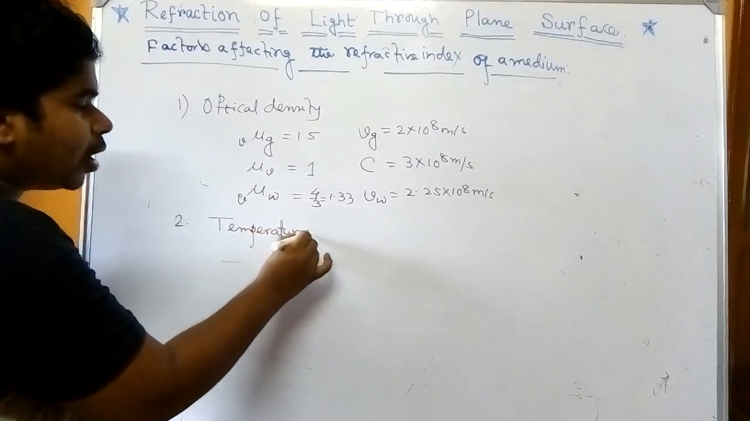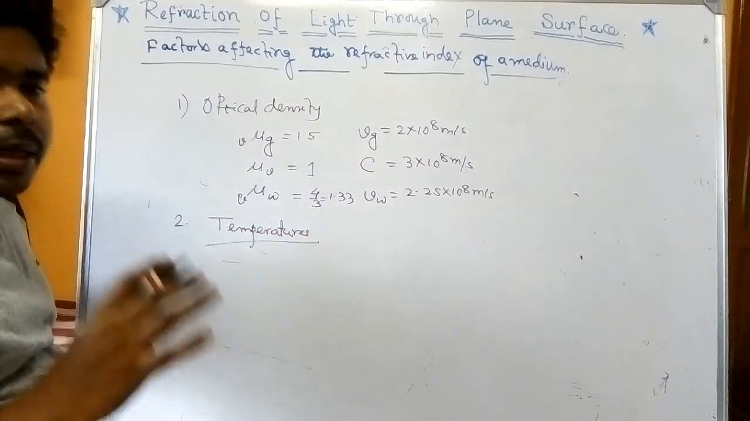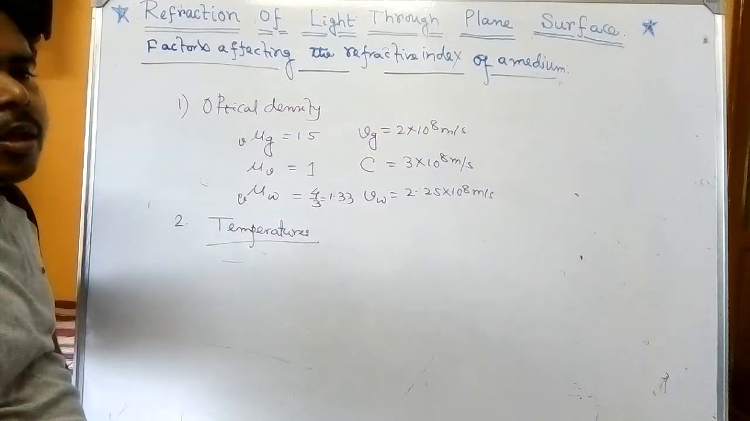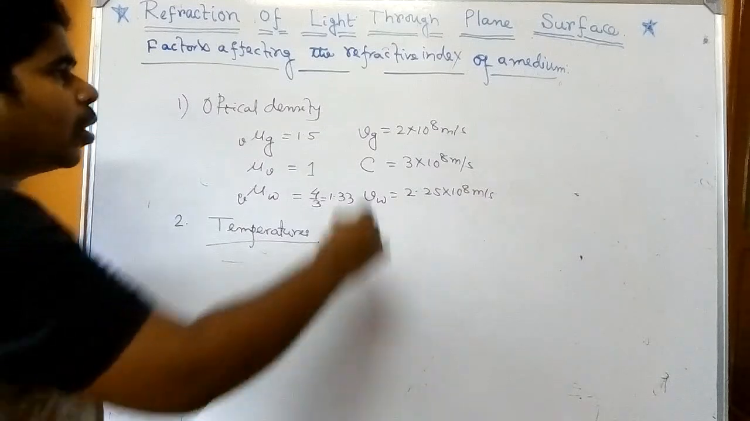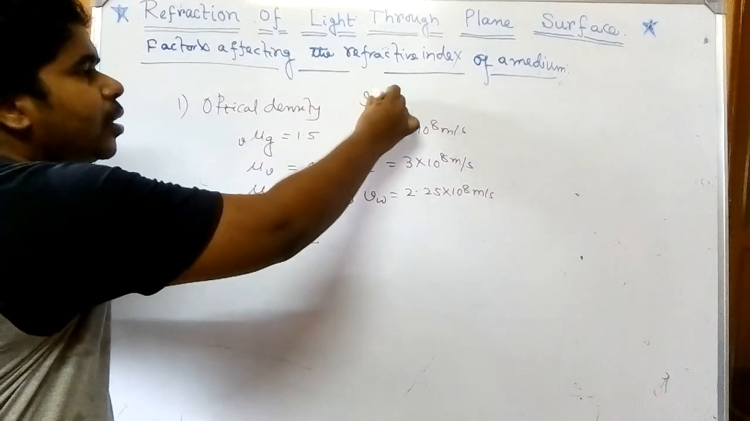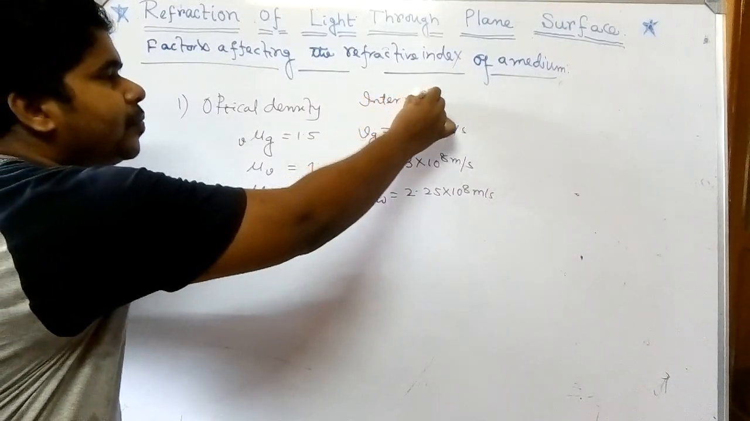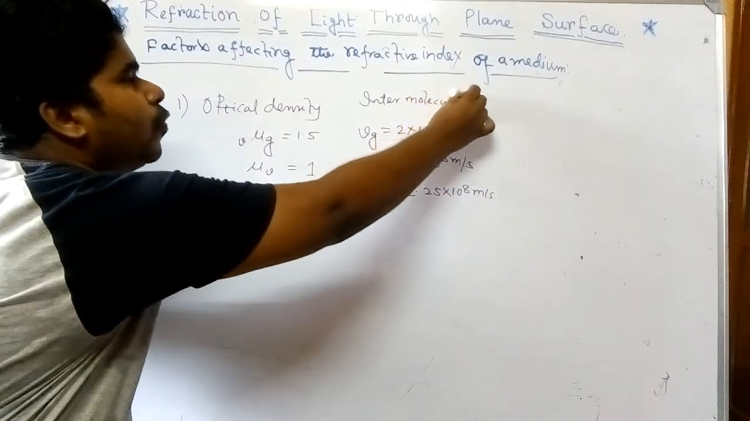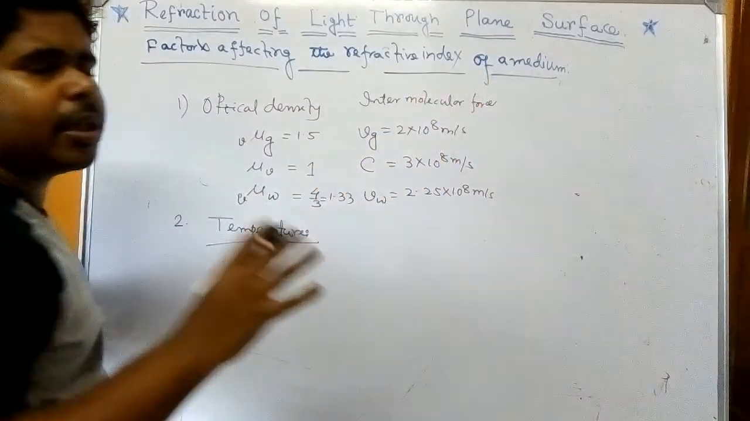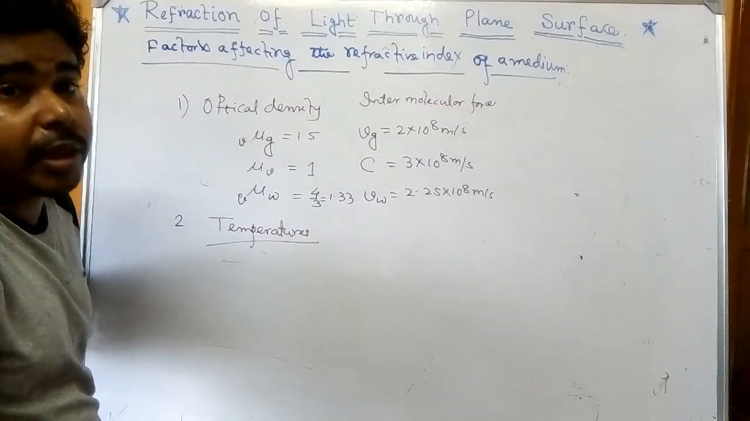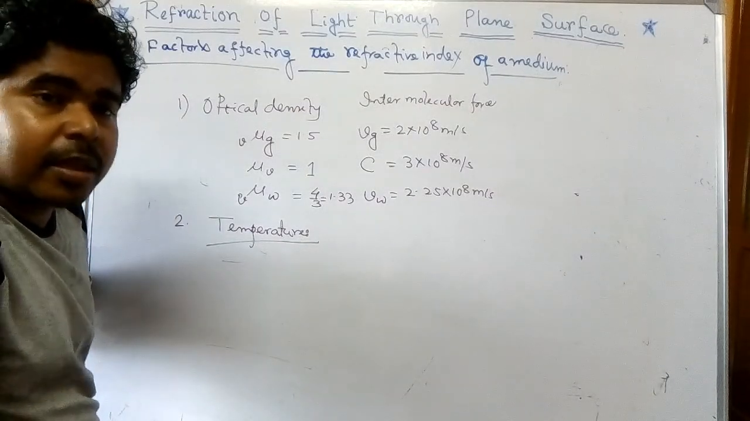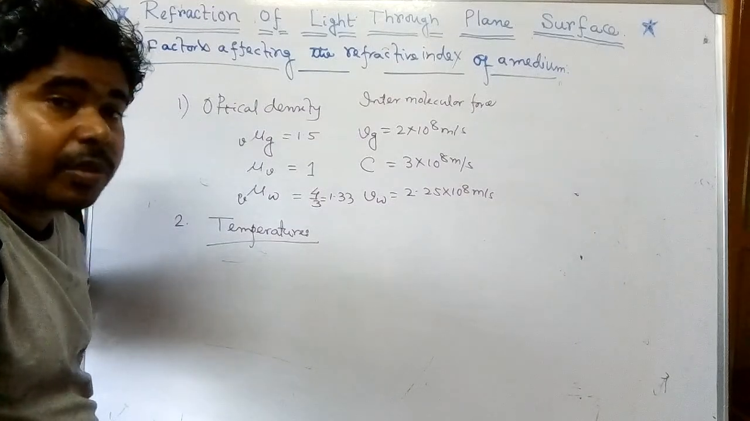In the previous part, we discussed that the refractive index, or you can say the optical density of a medium, depends on the intermolecular force. If the intermolecular force is more, then the optical density will be more. If the intermolecular force is less, the optical density will be less.